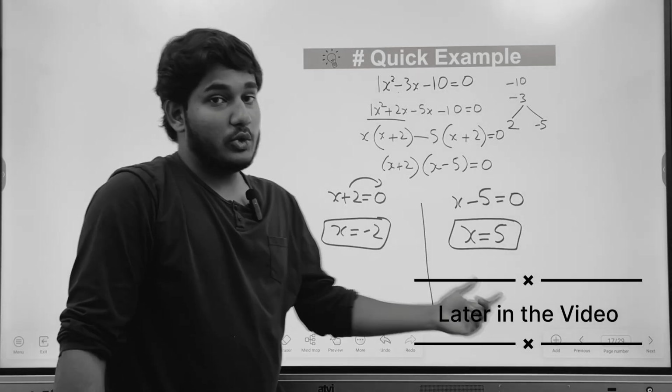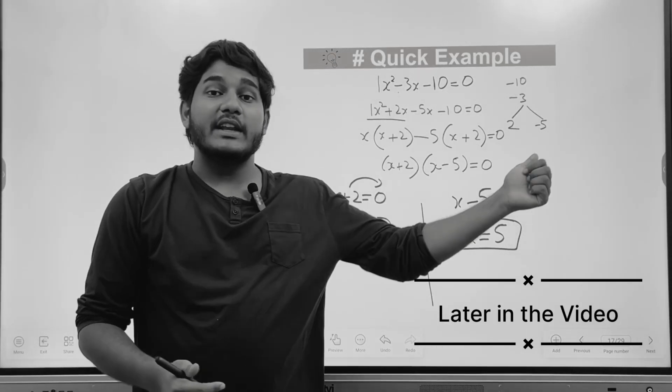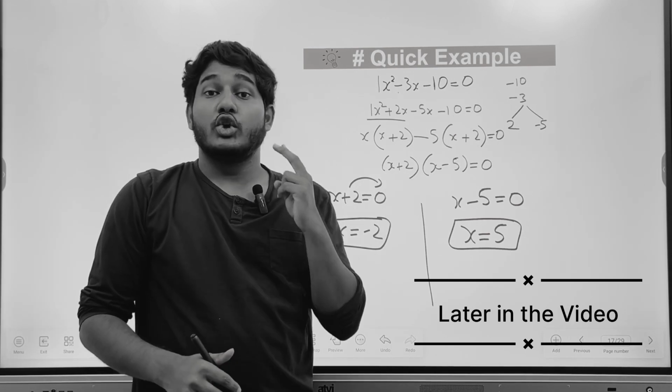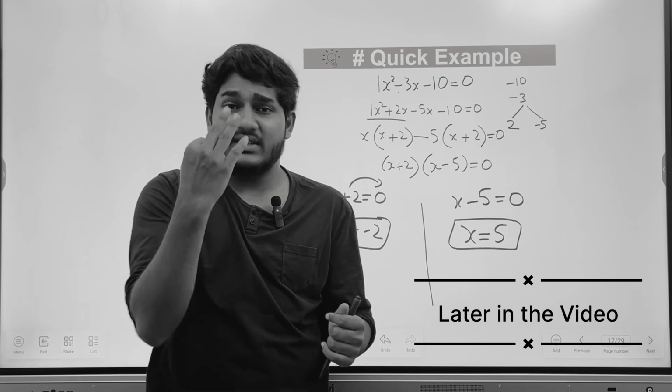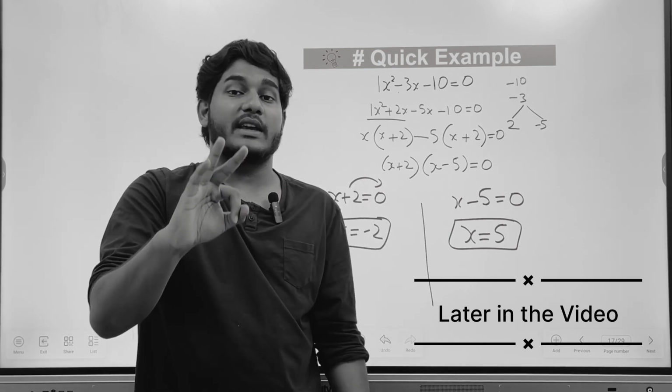We know why we have got two values of x, because the degree of this equation is 2. It's a quadratic equation, so degree is 2. If it was a cubic equation, which is 3, I get 3 different solutions for x.